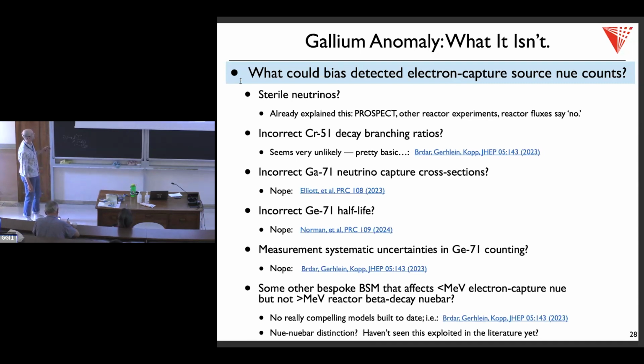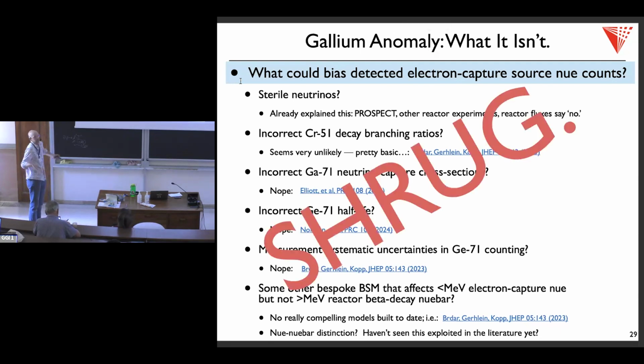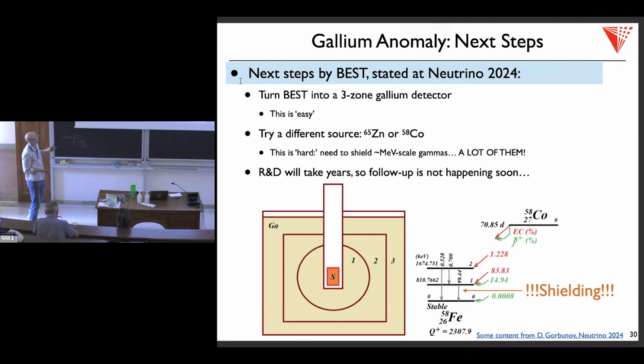There are other hypotheses, but a really attractive model. But yeah, so this is there, and we don't know what it is. Neutrino 2024. Basically, they want to turn to a different source, because maybe there's just an issue.